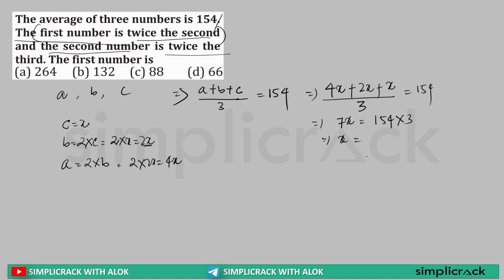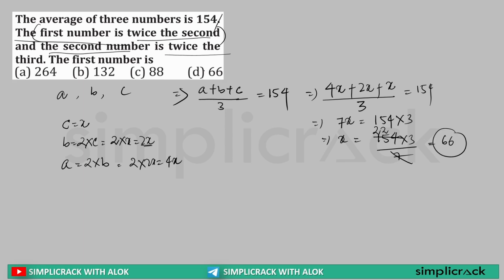So x is equal to what? Sir, 154 multiplied by 3 divided by 7. Sir, 7 2s are 14. So, sir, 22 multiplied by 3 is equal to what? 66. Now, 66 is not my answer.